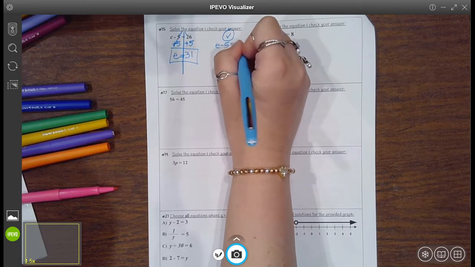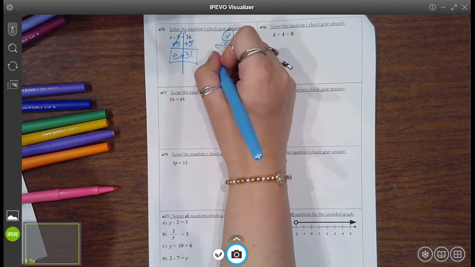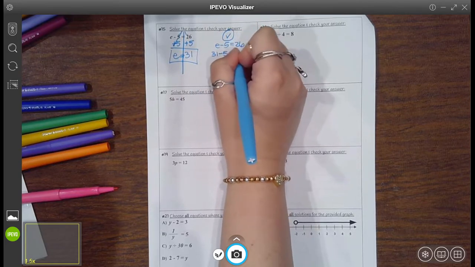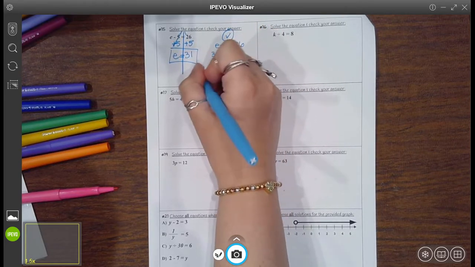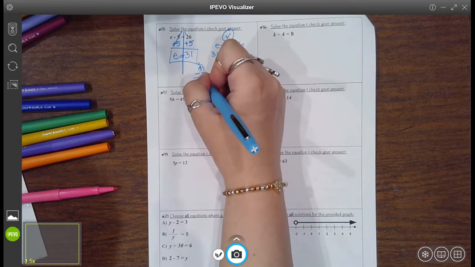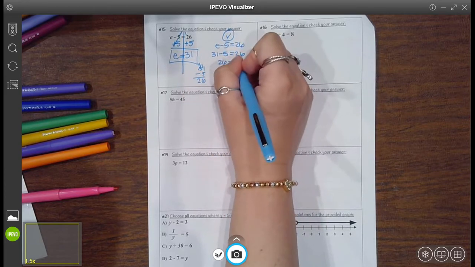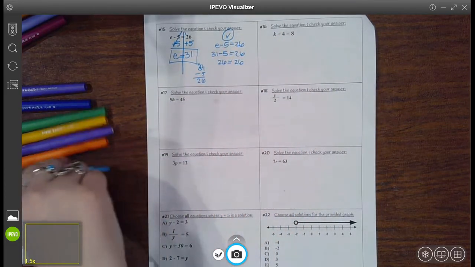Then when I go to check it, here's my original. I'm going to replace e with what I think it is. And then check it. 31 minus 5. You have to borrow. 11 minus 5 is 6. Bring down the 2, and you get 26. Bring down the equals. Bring down the 26. True statement. So you're like, woohoo, I'm right.